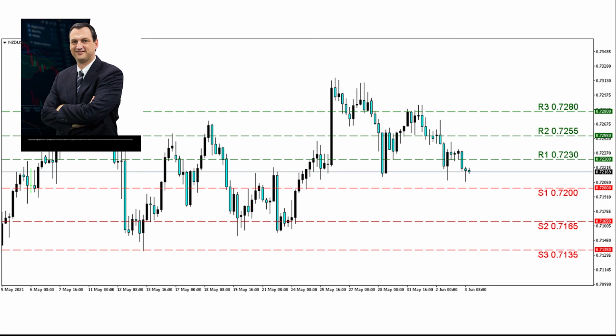In our opinion, the first support could be found at the S1 0.72 line, while even lower the S2 0.7165 hurdle were both last seen in the last week of May. Moreover, in an extensive bearish market, the currency pair could also drop to the S3 0.7135 line, which was last seen during mid-May. In our opinion, all the support levels and resistance levels noted are equally important. Moving to the economic calendar, on the 8th of June we get the New Zealand reserve assets for May, which can prove interesting for NZD traders.